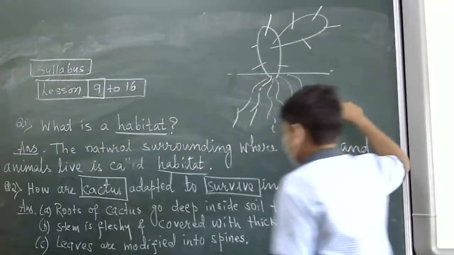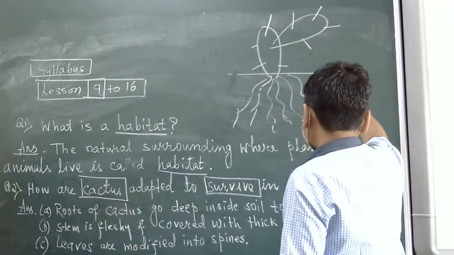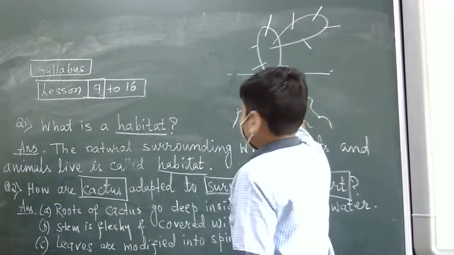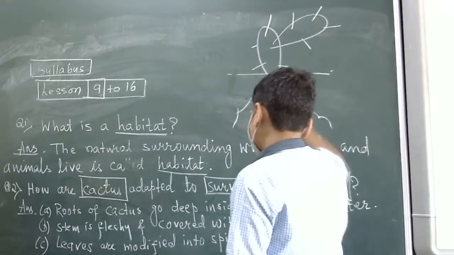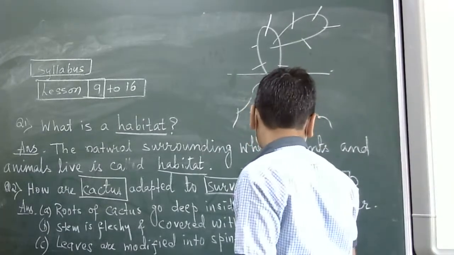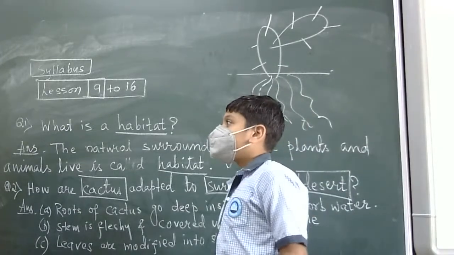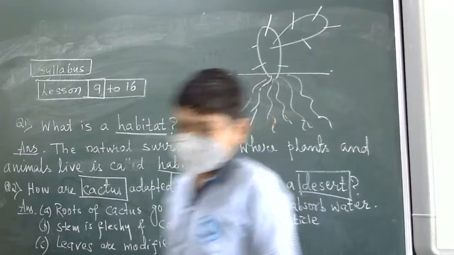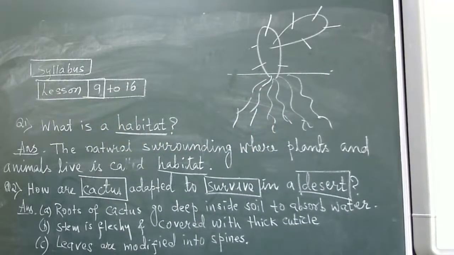Roots of cactus go deep inside the soil to absorb water. Stem is fleshy, covered with thick cuticle. These are modified into spines. Are there leaves there? No. Instead of leaves, what is there? Spines. Yes.